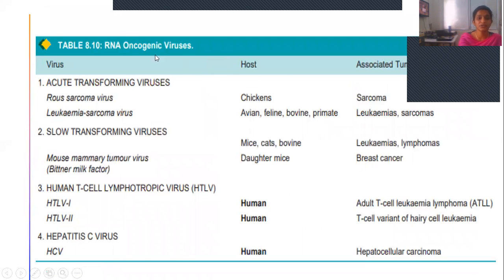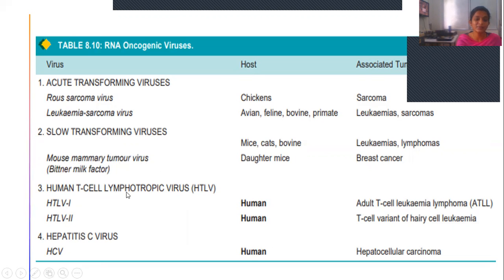And here is another picture showing RNA oncogenic viruses. The viruses include acute transforming viruses like Rous sarcoma virus. It affects chickens, that is hen and cock, causing sarcomas. Leukemia sarcoma virus affects birds, feline, bovine, that means cows and goats, and primates. Primates means monkeys, chimpanzees and all. It causes leukemia and sarcomas. And slow transforming viruses are seen in mouse mammary tumor virus. It is seen in mice, causing breast cancer.